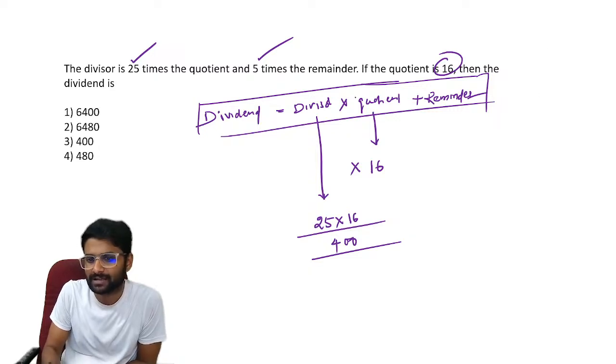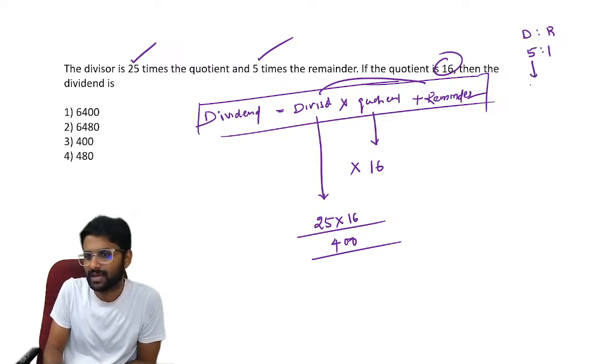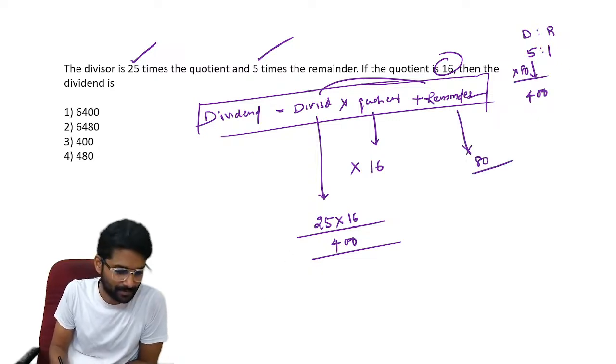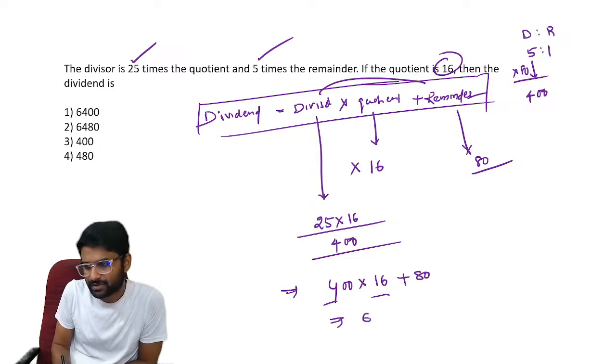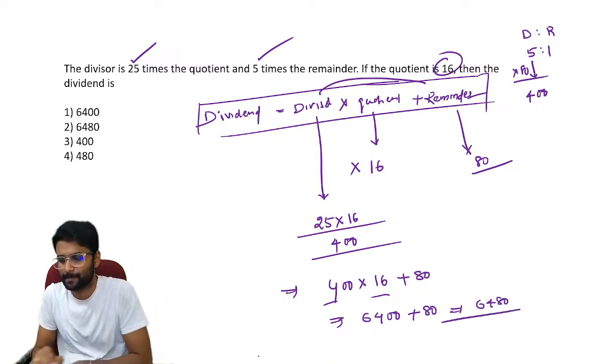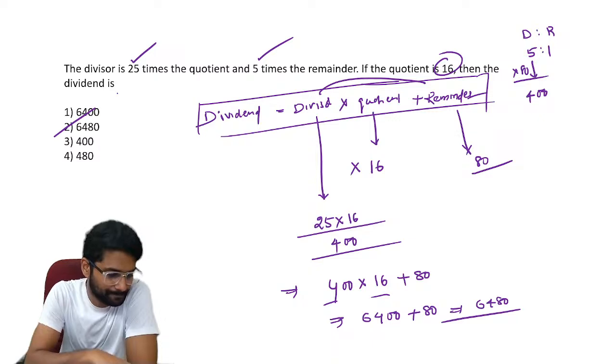5 times the remainder. It means if you compare the divisor to the remainder, it is in the ratio of 5 is to 1. If 5 becomes 400, each number is multiplied by 80, so the remainder is 80. Now the question: what is the entire dividend? 400 is multiplied with 16 plus 80. So 16 into 400 is equal to 6400, plus 80 is equal to 6408. So that is the dividend.